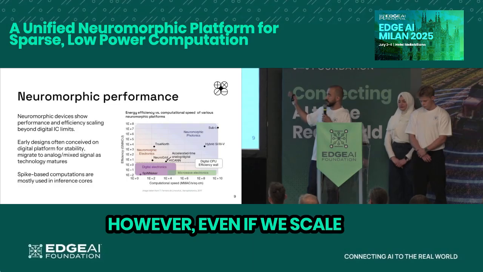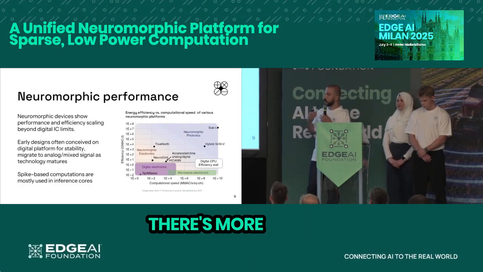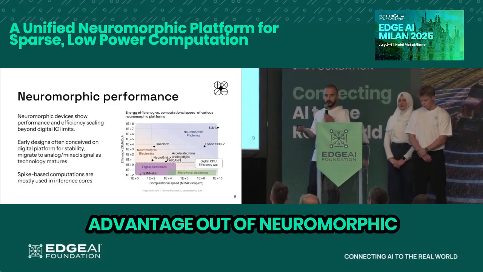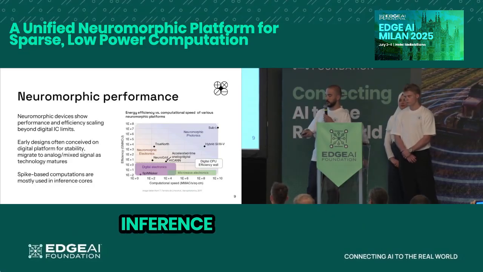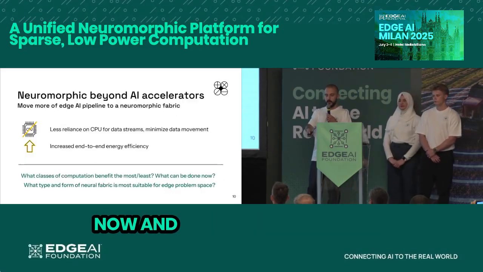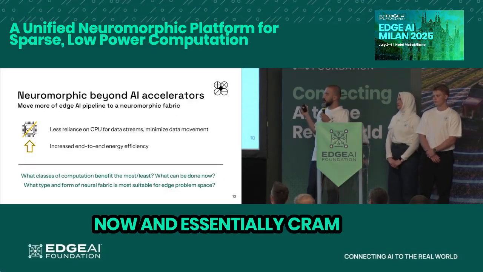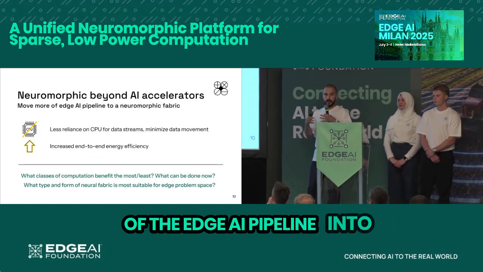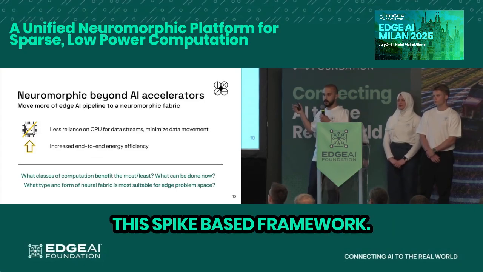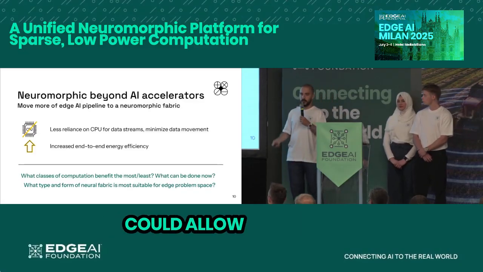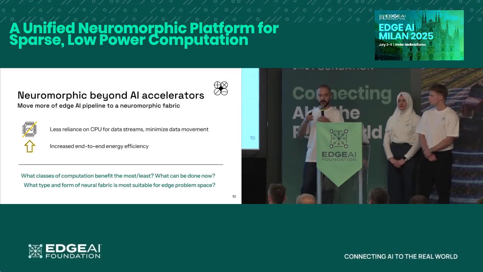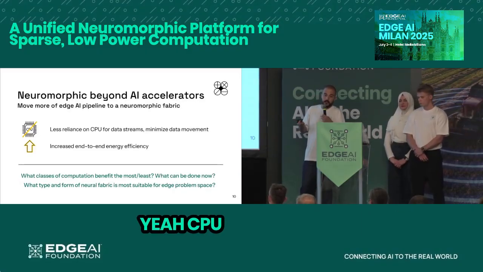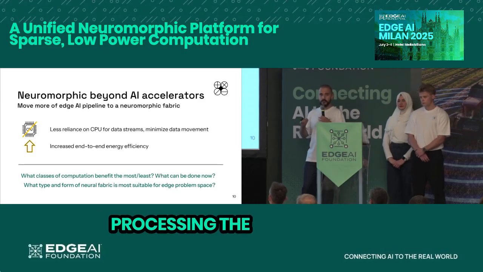However, even if we scale the tech, we still believe there's more to take advantage of in neuromorphic by moving the spike-based computation beyond just the inference core, as there is now, and essentially cramming more of the edge AI pipeline into this spike-based framework. Because we think that this could allow for less reliance on the CPU, so less data movement and less CPU leverage for processing the actual data.